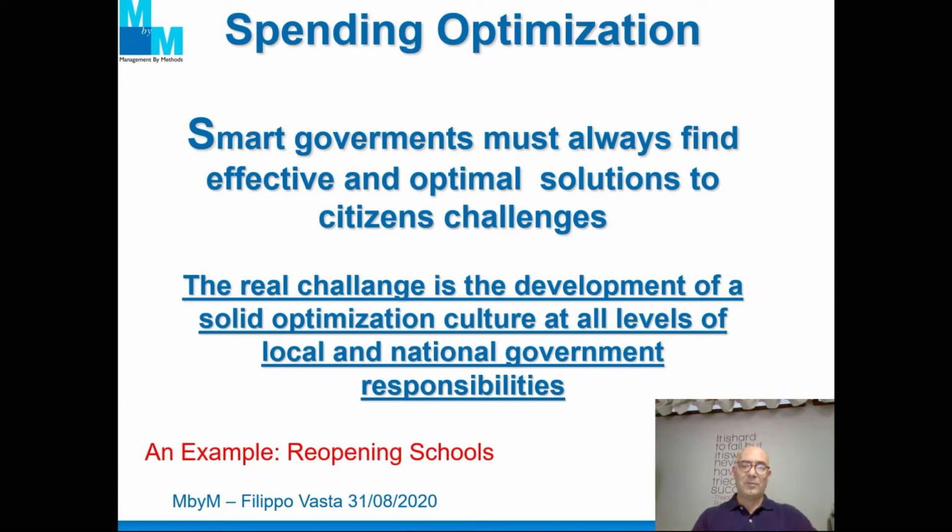Hello, in this brief presentation we're going to talk about spending optimization. Smart governments must always find effective and optimal solutions to citizens' challenges. But the real challenge is the development of a solid optimization culture at all levels of local and national government responsibilities. We're going to see here an example, reopening schools.